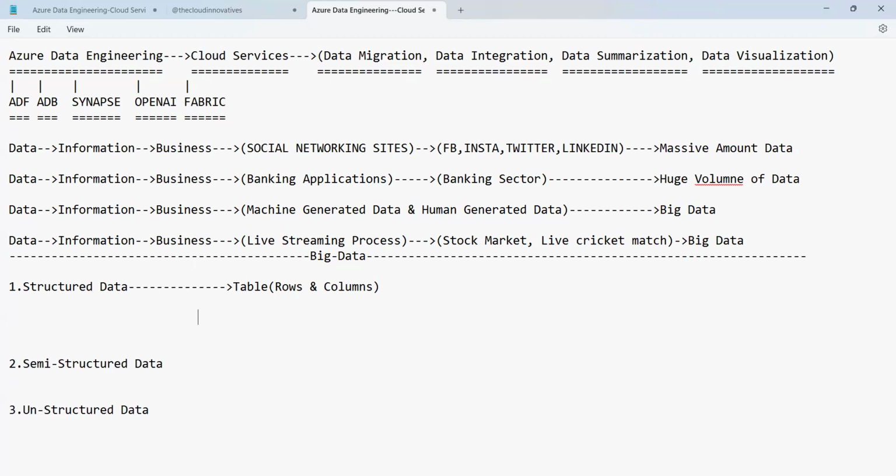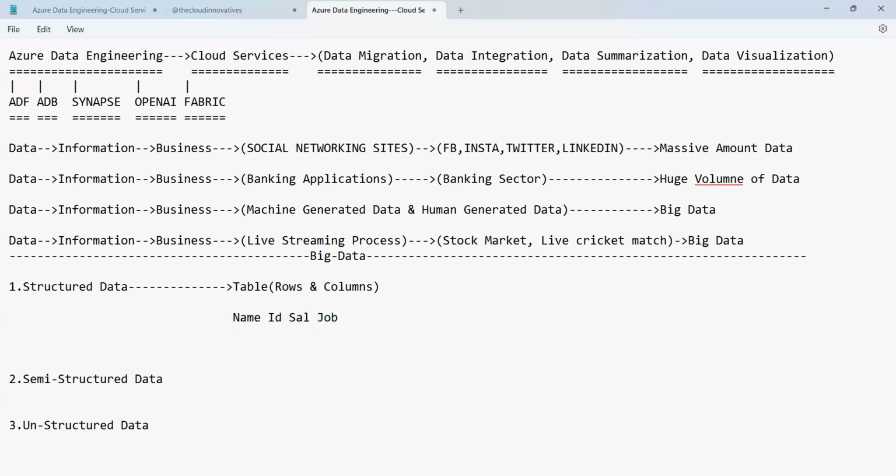So how does the structured data appear, guys? Can you see a name, ID, then you have a salary, job. These are the four columns you have. Under these columns, if you want the rows, can you see from the next row, I'm writing the rows. I'm writing the alien, the ID number and the salary, let us use it as 30,000. And the job, I can use the clerk.